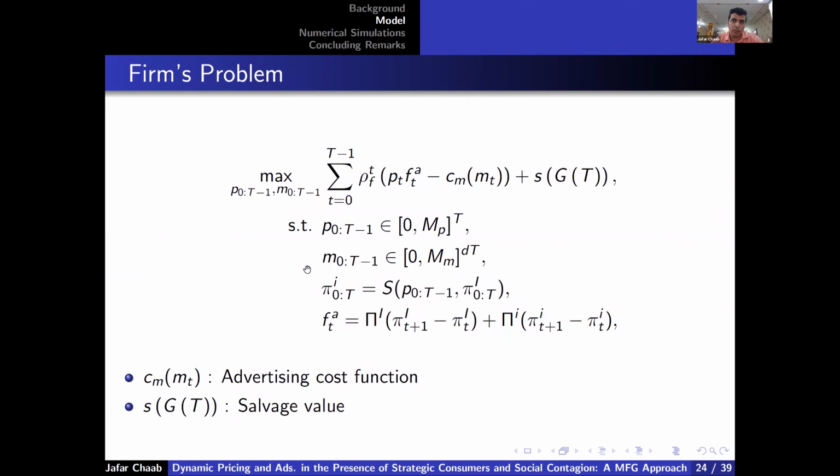Under the previous assumption, meaning that we know the Nash equilibrium, the firm can determine its pricing and advertising strategies by solving the following optimization problem. And under certain conditions, we can be sure that this problem has at least one optimal solution. Note here that Cm will be the advertising cost function, and SJT will be the salvage value of goodwill.